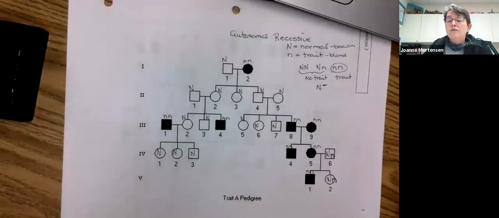So he's a carrier for the blonde gene. That sounds wonky, but you know what? My husband's blonde. I have dark hair. My son has dark hair. So he's a carrier. He has the blonde gene. It just doesn't show up.